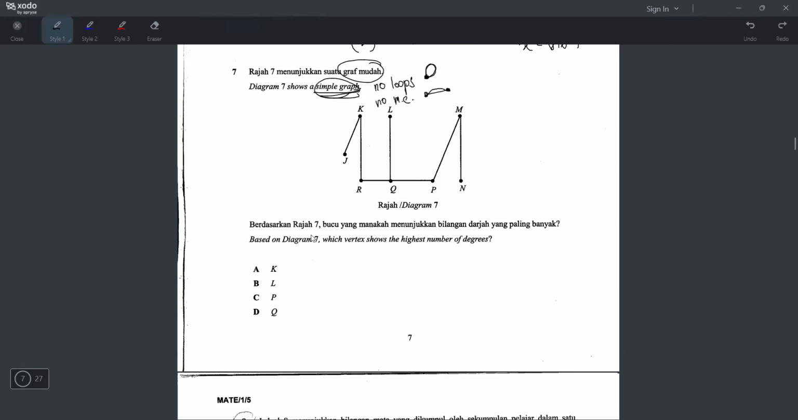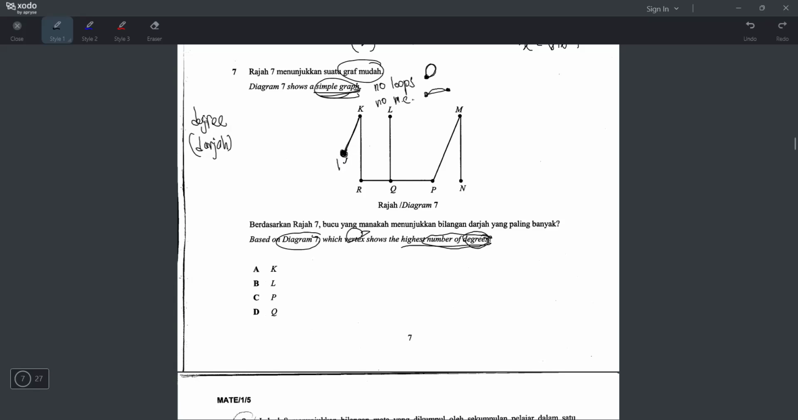Let's read the question. Based on diagram 7, which vertex shows the highest number of degree? You need to know what is degree, because if you don't know, then you can't do this question, right? What is degree of vertex? Degree in Malay is darjah. Degree of vertex means the number of edges connected to that vertex. I repeat one more time. Degree of vertex is the number of edges connected to that vertex, right? So for example, what is the degree of vertex J? It will be 1 because the number of edges connected to that vertex is 1.